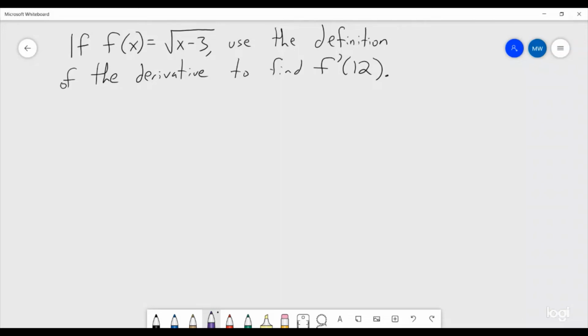Today we're going to go through a practice problem that would probably show up fairly early on in a Calculus 1 course, maybe Test 1 or Test 2, depending on how your class is structured.